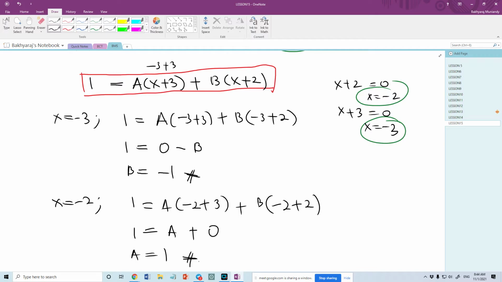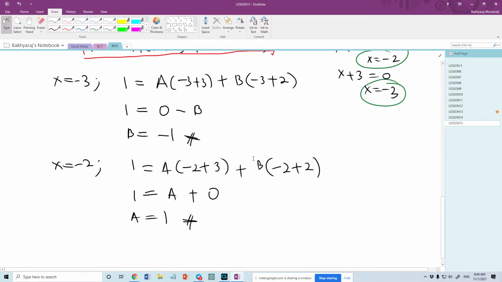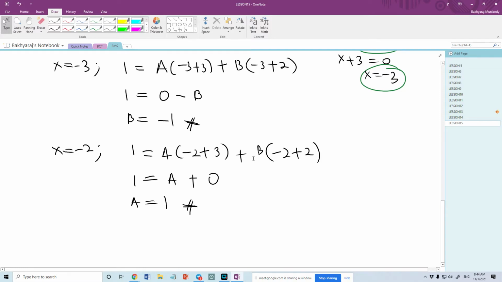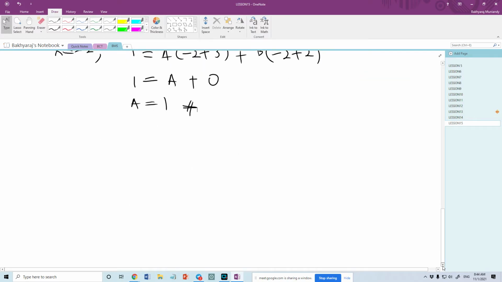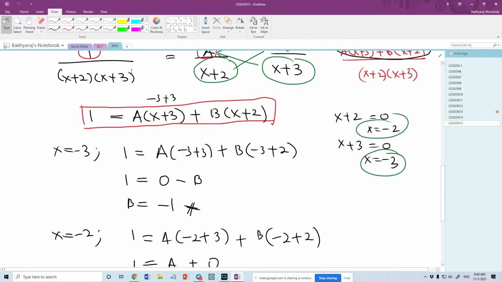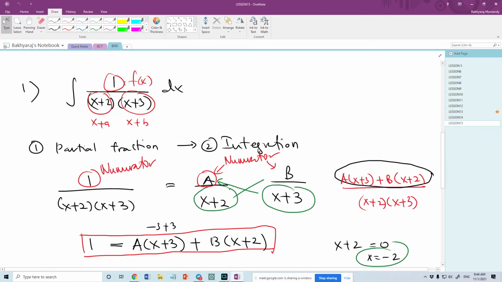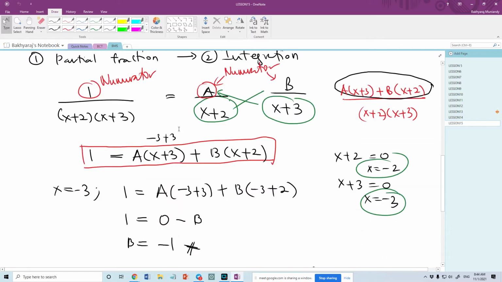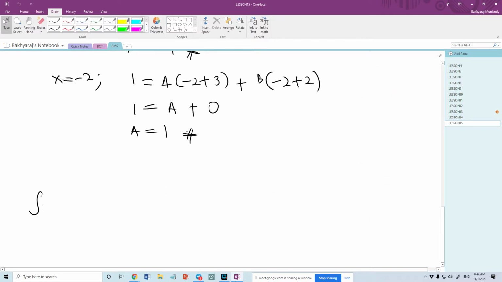Okay, next I proceed to the integration. My question just now was: integrate 1 over (x plus 2)(x plus 3). So I copy it back.